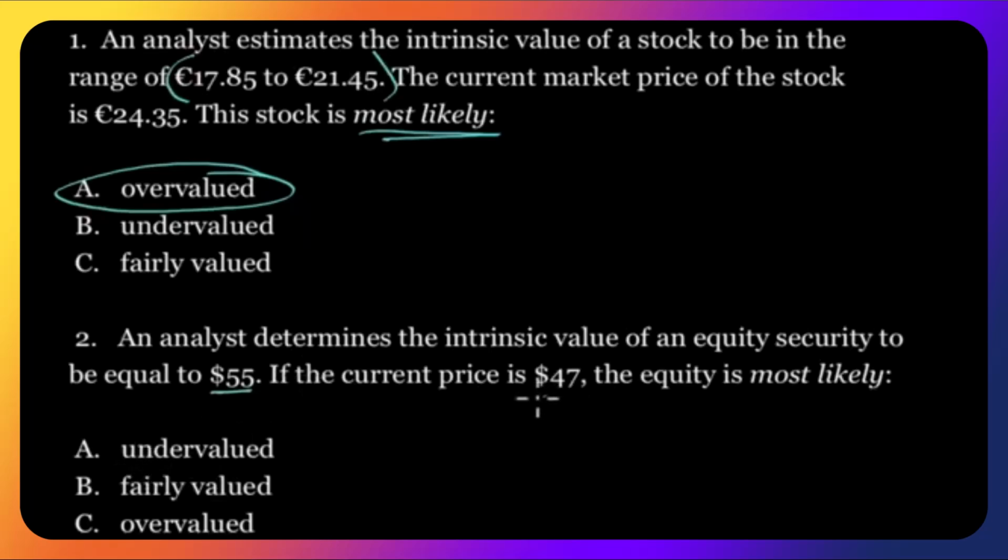An analyst determines the intrinsic value of an equity security to be equal to $55. The current price is $47. The equity is most likely... So the analyst says that's what it's worth. The market is only valuing it at $47. The analyst says it's worth $55. Undervalued, fairly valued, or overvalued? That is an undervalued equity.